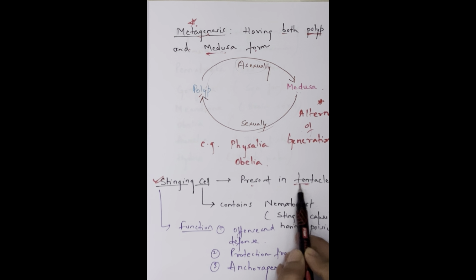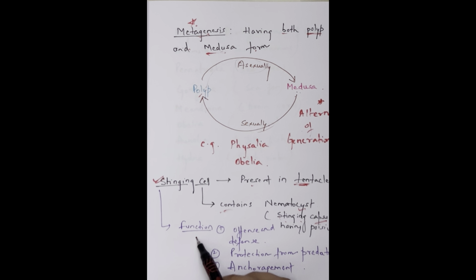So stinging cells, like I told you in the beginning, are present in the tentacles. They contain nematocysts. The nematocyst is actually the stinging capsule present in the stinging cell. The function is offense and defense, protection from the predator, and to attach and capture prey.